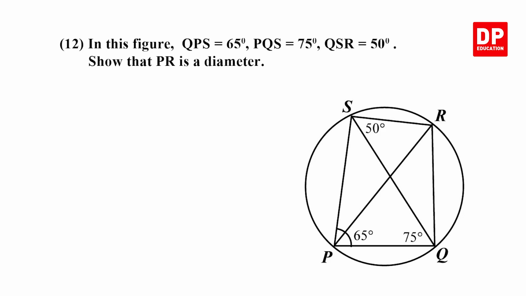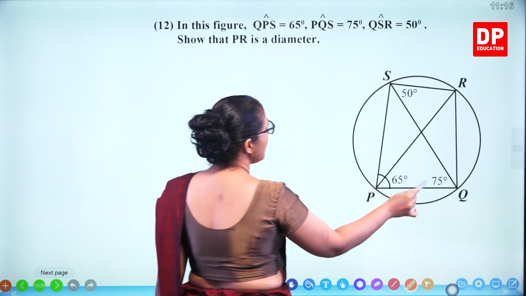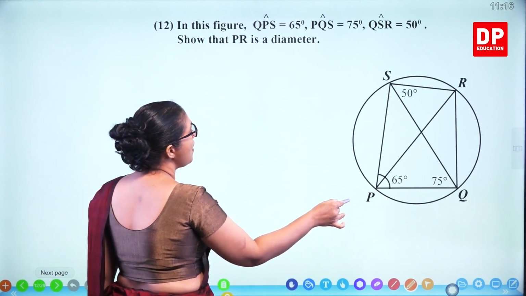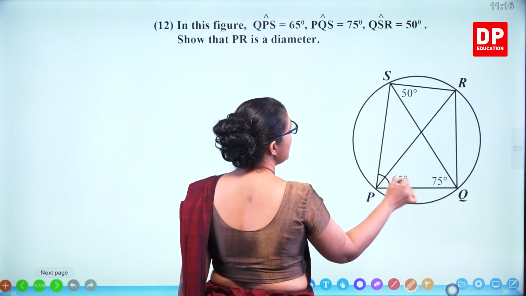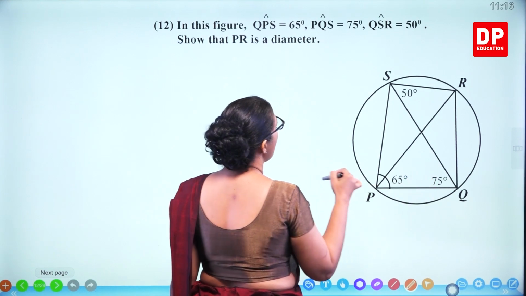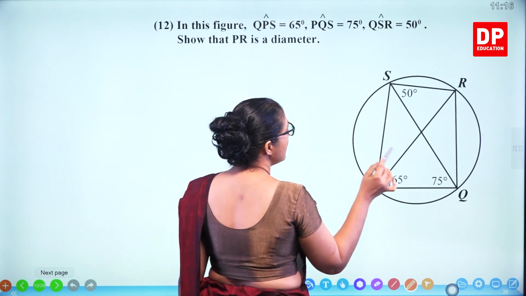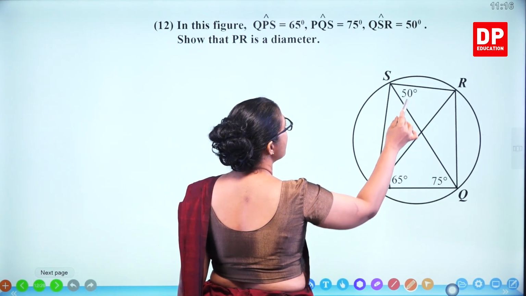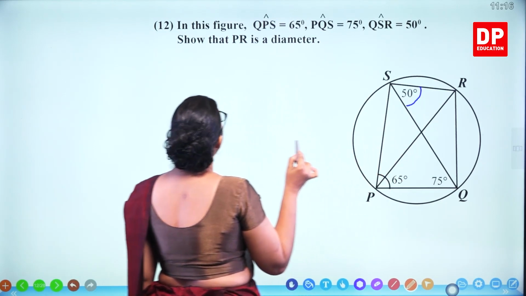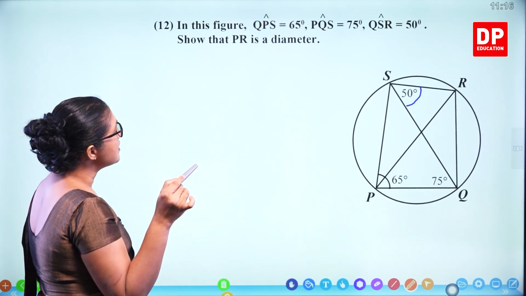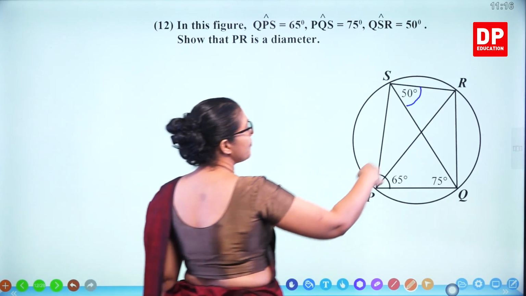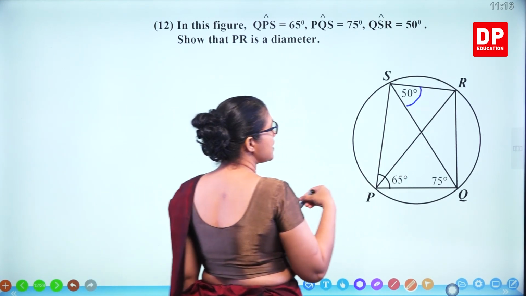Question number 12. In this figure, QPS is 65. PQS is 75. QSR is 50 degrees and show that PR is a diameter. So PR is a diameter.